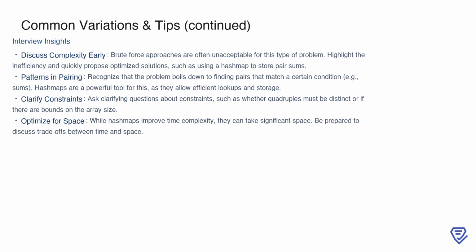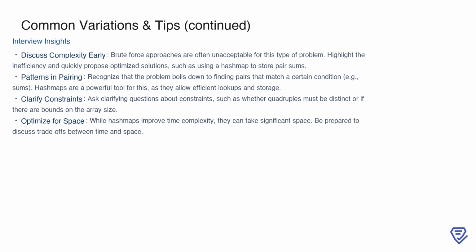When tackling this problem in an interview, it's important to discuss complexity early. Brute force solutions are usually unacceptable due to their inefficiency, so you should quickly acknowledge this limitation and propose optimized approaches, like using a hash map to store pair sums. This demonstrates your ability to analyze and improve the algorithm's performance. Another key insight is recognizing that the problem is essentially about matching pairs that satisfy a condition, such as a target sum. Hash maps are particularly effective here because they allow for efficient lookups and storage, making them a natural choice for solving this type of problem.